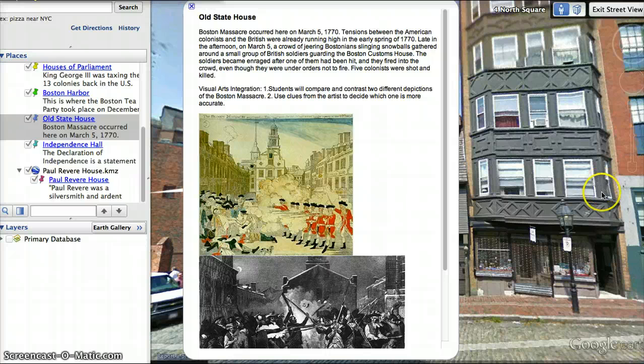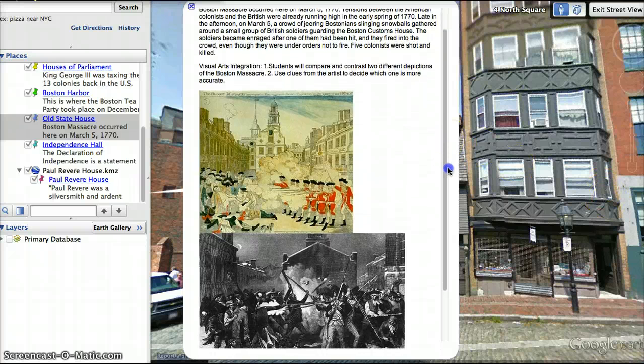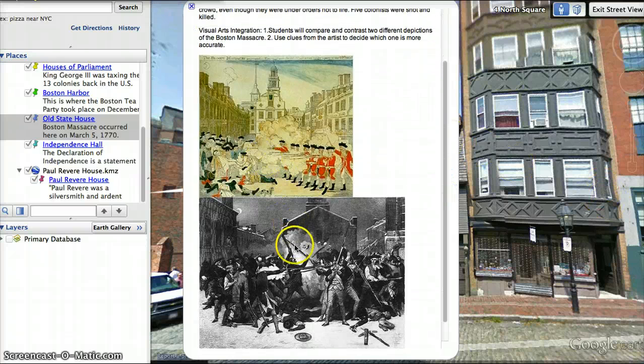As you can imagine, the colonists were pretty upset, and British troops being in the colonies was not very well welcomed. For an assignment, I'm going to have you look at these primary sources of art right here, and I want you to compare and contrast the different depictions of the Boston Massacre. Using clues from the art form and what you know about what happened at the Boston Massacre, I want you to decide for yourself which one is more accurate and why. So you're going to compare and contrast those and justify your opinion.